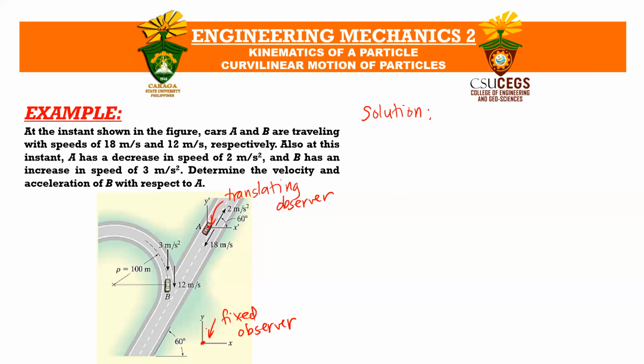Now, from the fixed reference frame or your origin, we can identify the velocity of A and the velocity of B. So from the origin going to A, that is your v sub A. From the origin going to car B, that would be your v sub B. And from the translating reference frame, or if ever you are observing on the car A, from car A going to car B, that will be denoted as the velocity of B relative to A, or with respect to A. So from that, we can use that to identify the velocity and acceleration of B with respect to A.